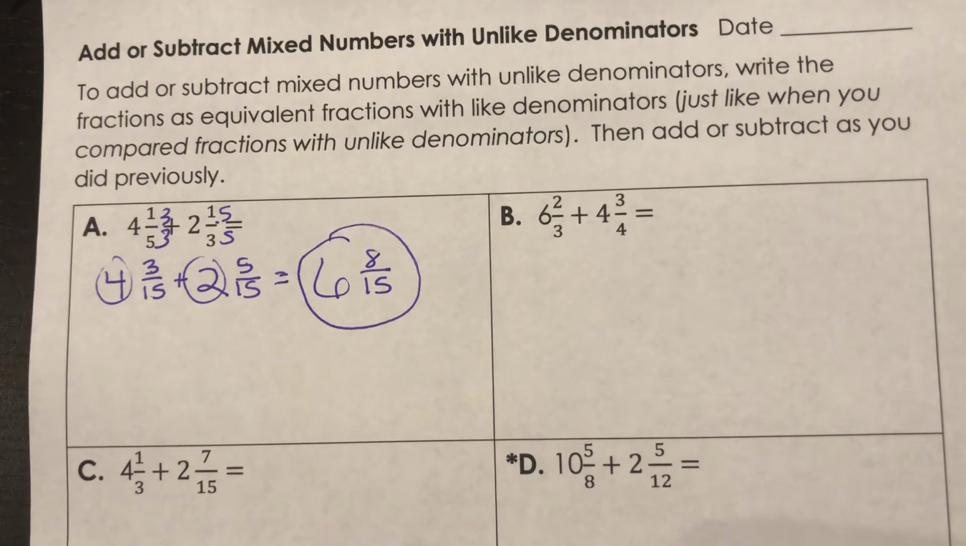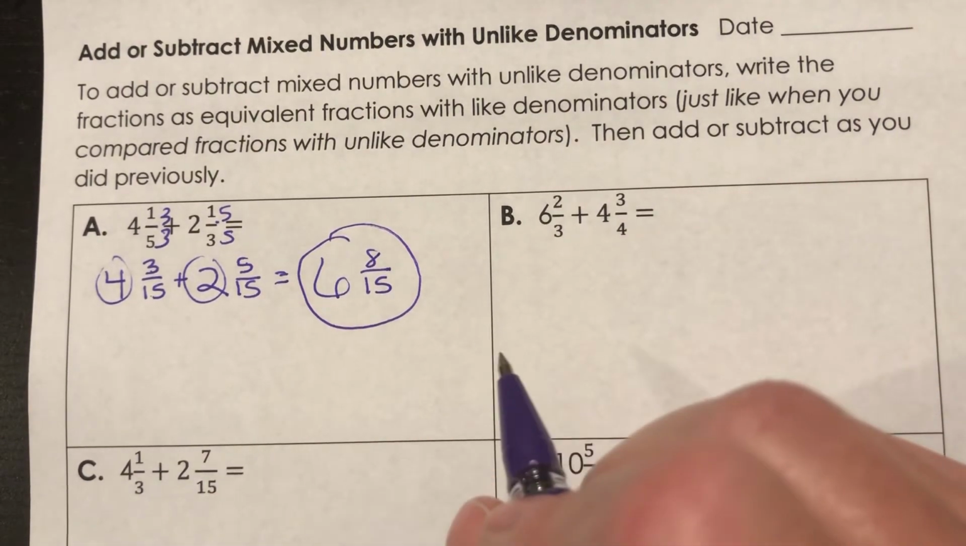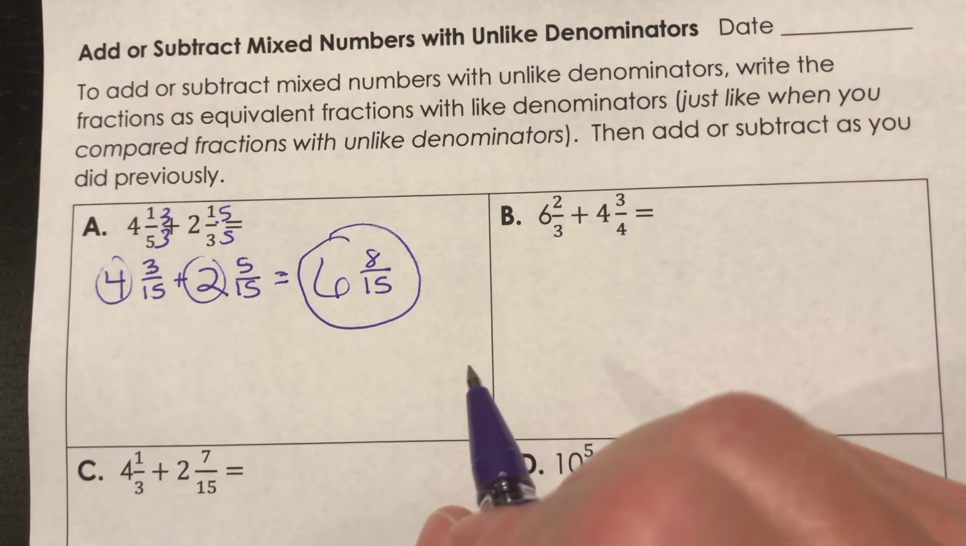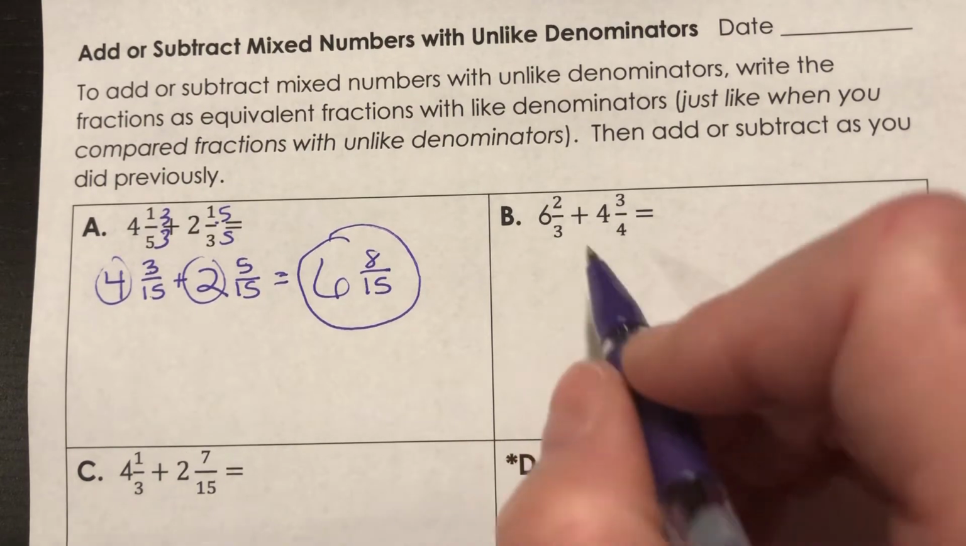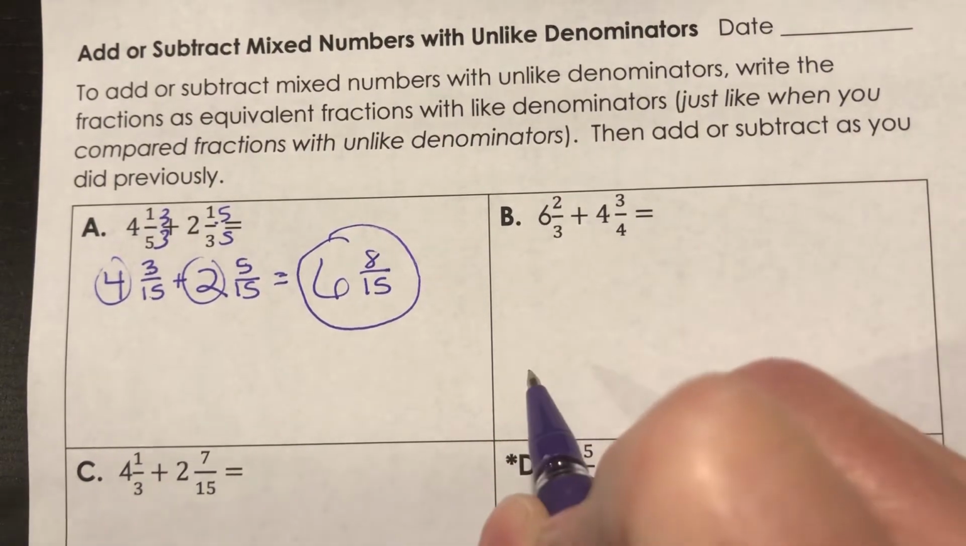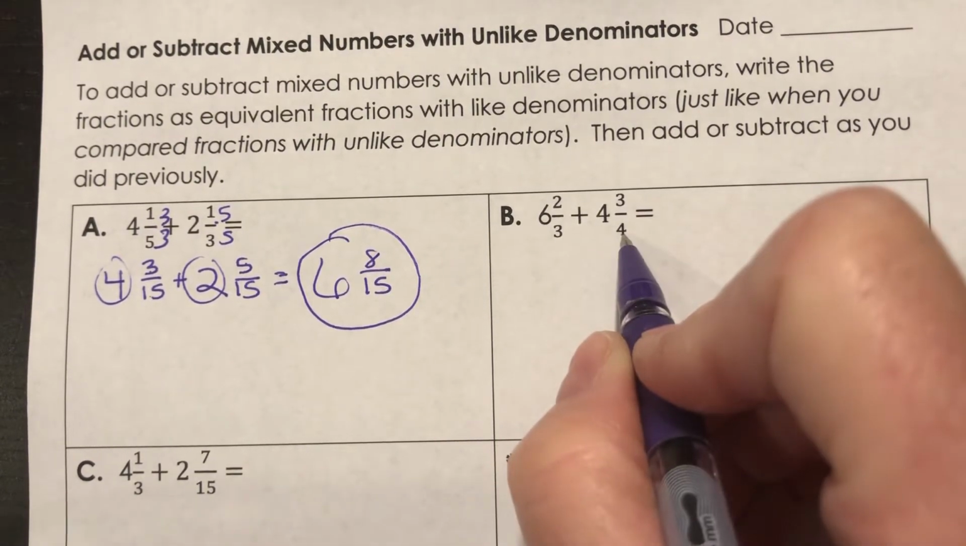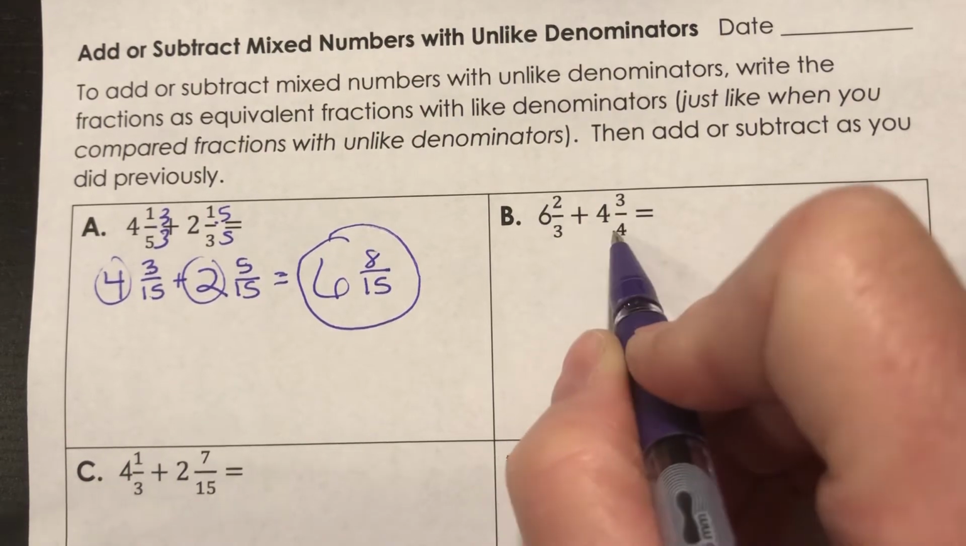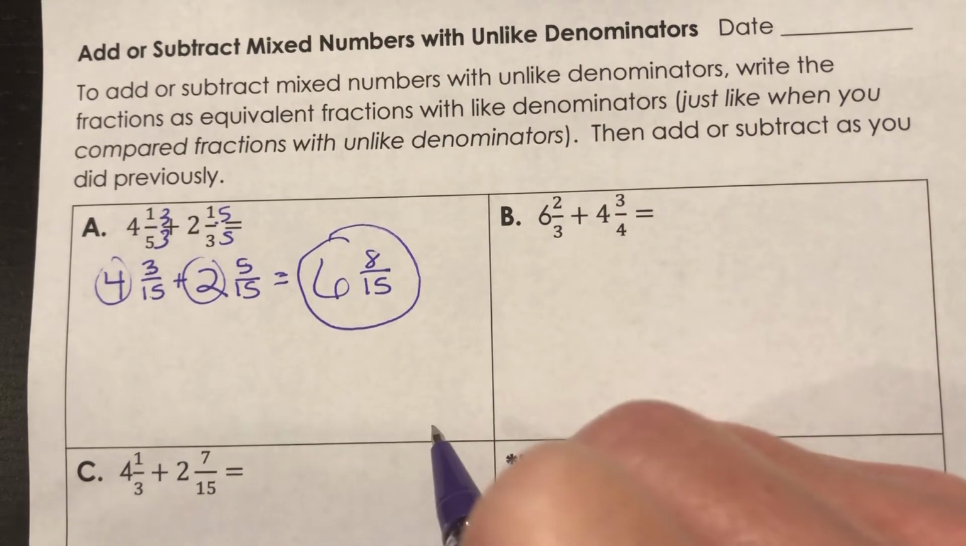All right, let's try this next one. Maybe you want to pause me and try it on your own. Just make sure you press play afterwards and check your work. Okay, so this is 3, this is 4. I can't multiply 3 by something to get 4. The LCM of 3 and 4 is 12.